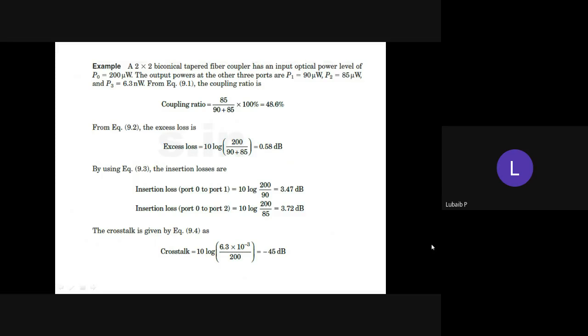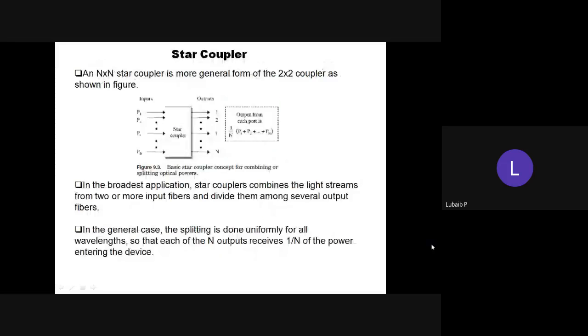Okay, and another type of coupler is the star coupler. We have mentioned it just in the initial stage. An N by N star coupler is a more general form of the 2 by 2 coupler as shown in this figure. This figure was already discussed briefly there. P1, P2, etc., up to Pn are the inputs, and there are the outputs.